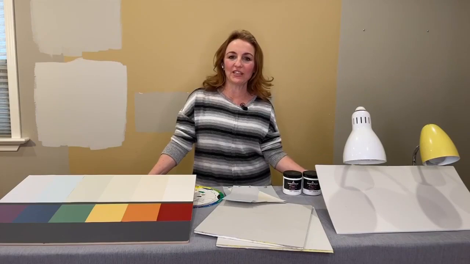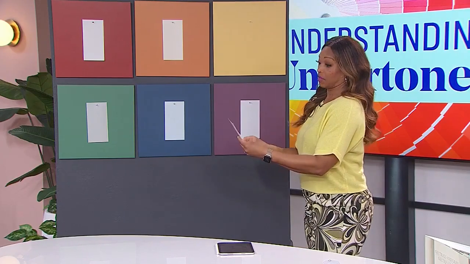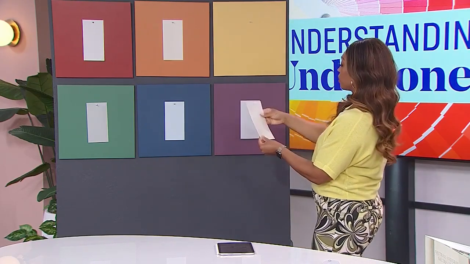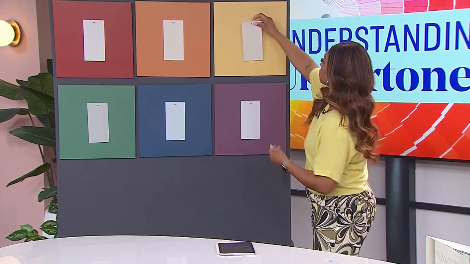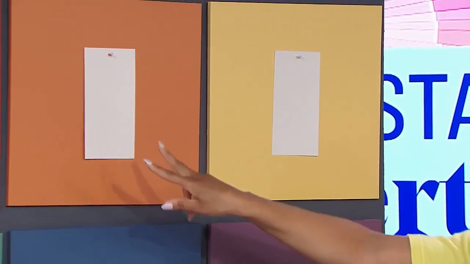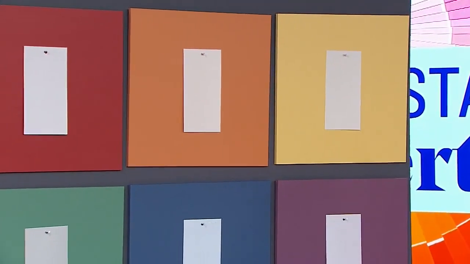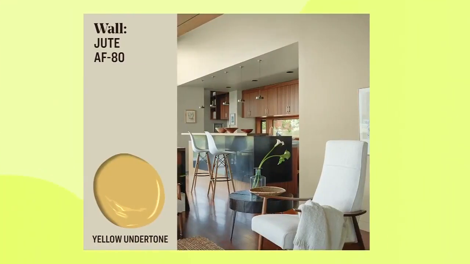Let's see about the yellow undertone. This one's tricky. Yes, I nailed the yellow. The yellow one was kind of obvious to me. The yellow, the blue, and the green were sort of obvious. These two I was worried about, but I got it. Awesome, way to go. That was Jute, one of my favorite yellow undertone neutrals.